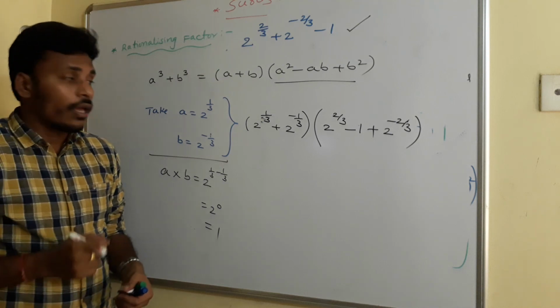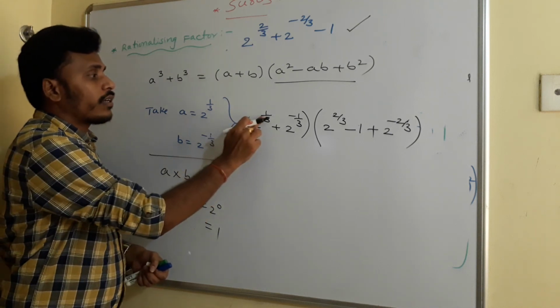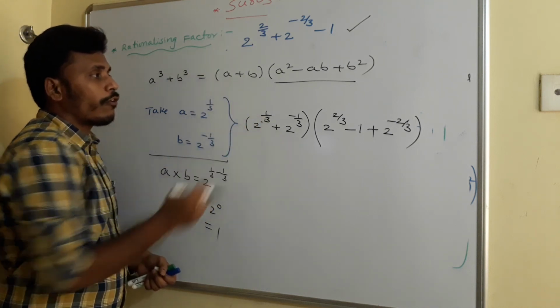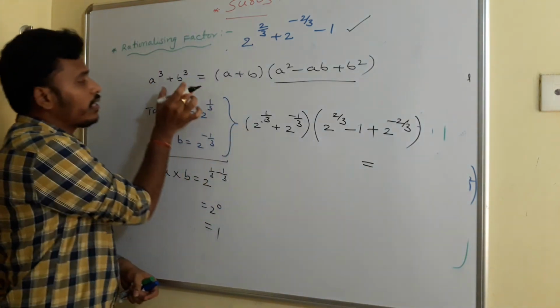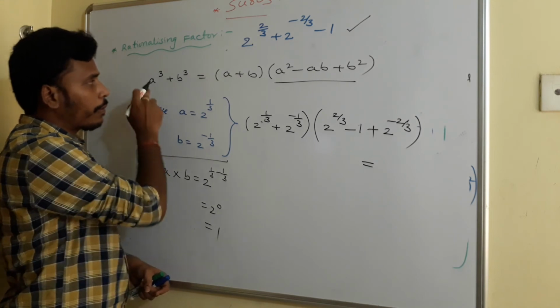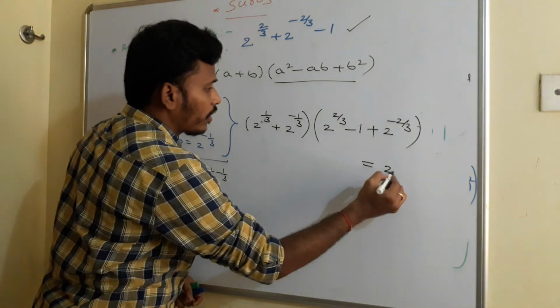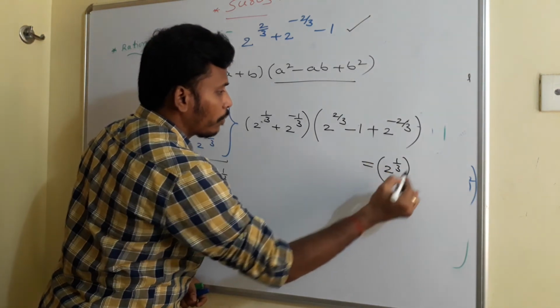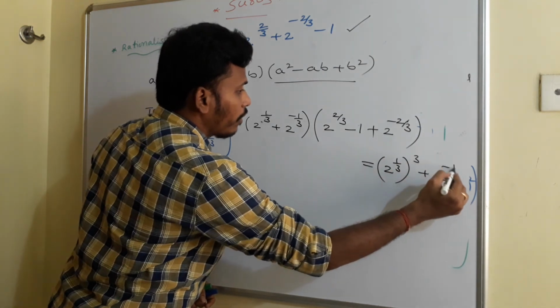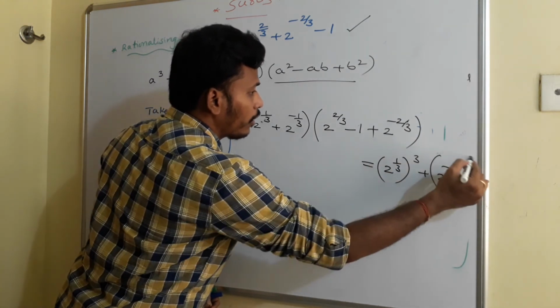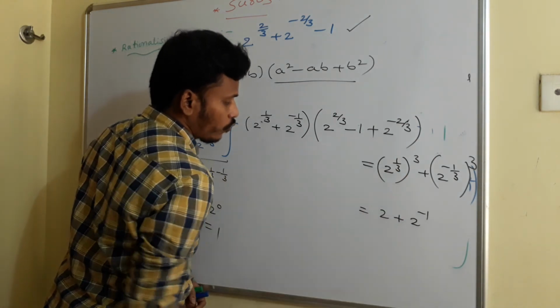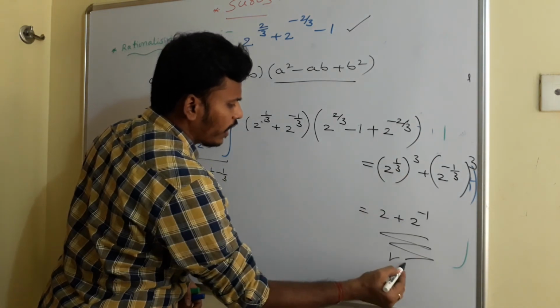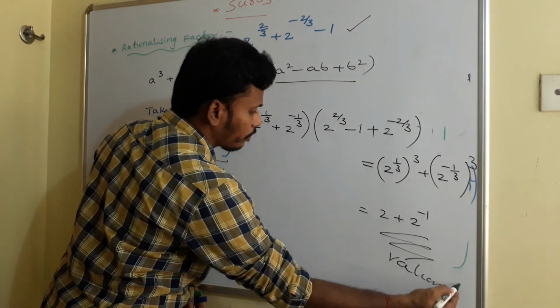Multiply with 2. Now at the end, see the left: 2 power 1 by 3 plus 2 power minus 1 by 3 with this trinomial is equals to, now I will write the right part, left part. What is it? a power 3 plus b power 3. a power 3 means 2 power 1 by 3 power 3, plus b power 3 means 2 power minus 1 by 3 power 3. Now if you simplify, this is 2 and that is 2 power minus 1. See, no need to simplify, clearly it is a rational number.